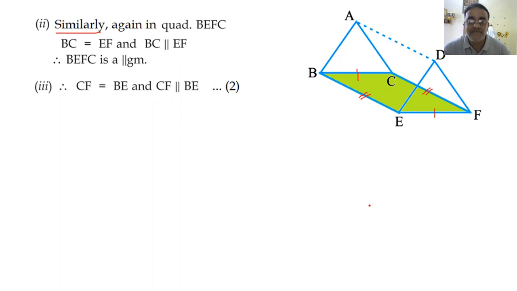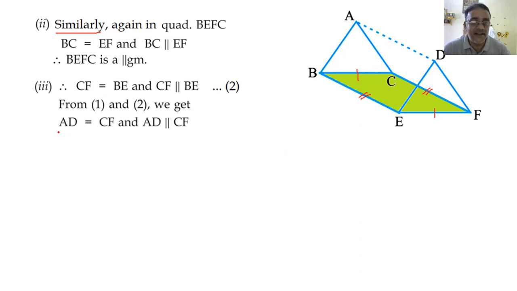Opposite sides of a parallelogram are parallel and equal. Now from equations 1 and 2. In equation 1, we showed that AD is equal to BE and AD is parallel to BE. So from the two equations we can conclude that AD is equal to CF and AD is parallel to CF. So the third bit is also over.